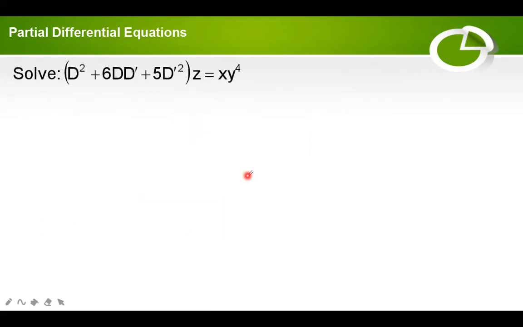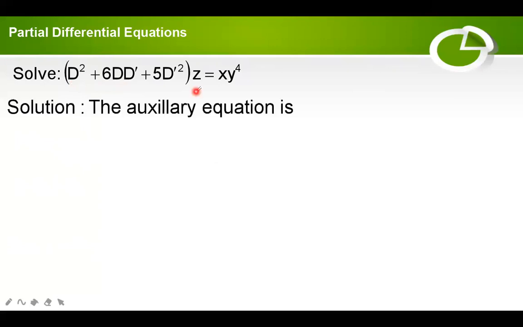Solve D square plus 6 D D dash plus 5 D dash square of z equal to x y raised to 4. First of all, you have to find the complementary function. For the complementary function, you put D equal to m and D dash equal to 1. Substituting, this is m square plus 6 m into 1, that is 6m, plus 5. Equating that result to 0 is called the auxiliary equation. Therefore, the auxiliary equation is m square plus 6m plus 5 equal to 0.